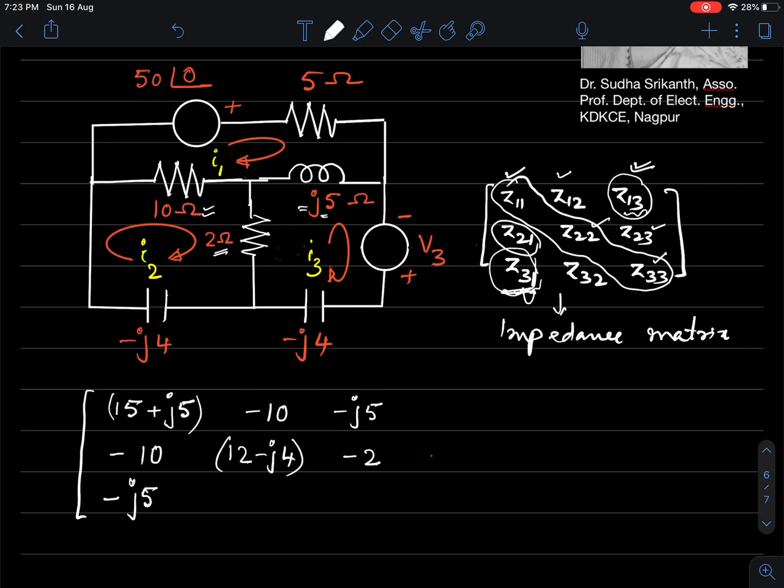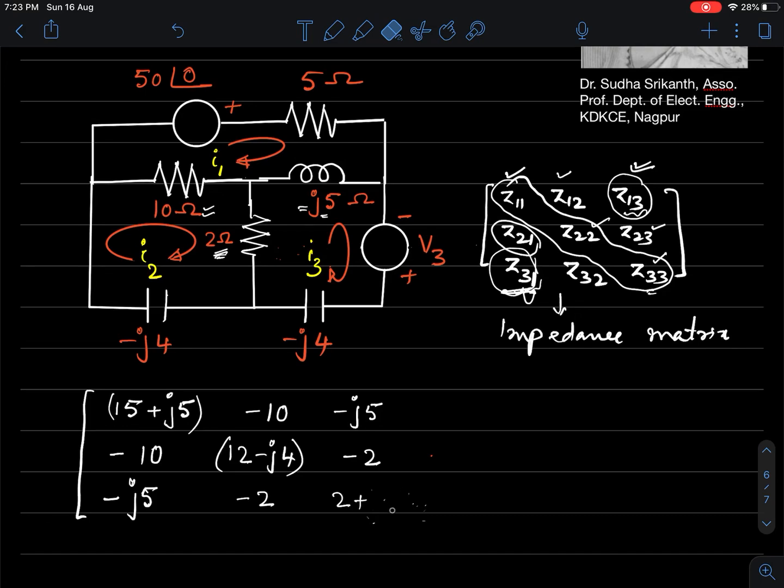What is common between the third and the second? This 2 ohm is taken with a negative sign. Then Z33 is the sum of all the impedances contained in mesh 3, that is you have 2 ohm and you have plus J5 minus J4. That would make it J1. So I will clear this and replace it directly with J1.